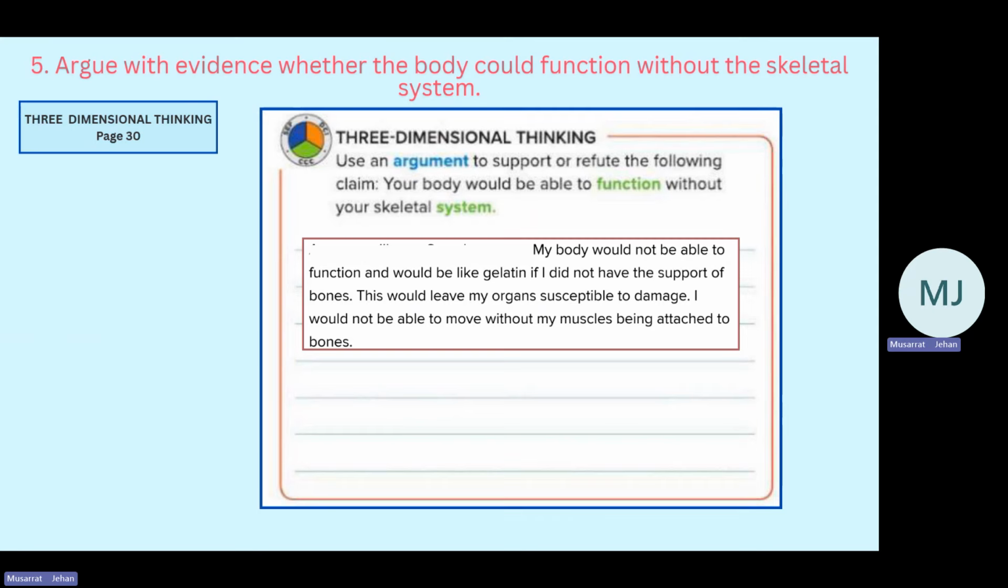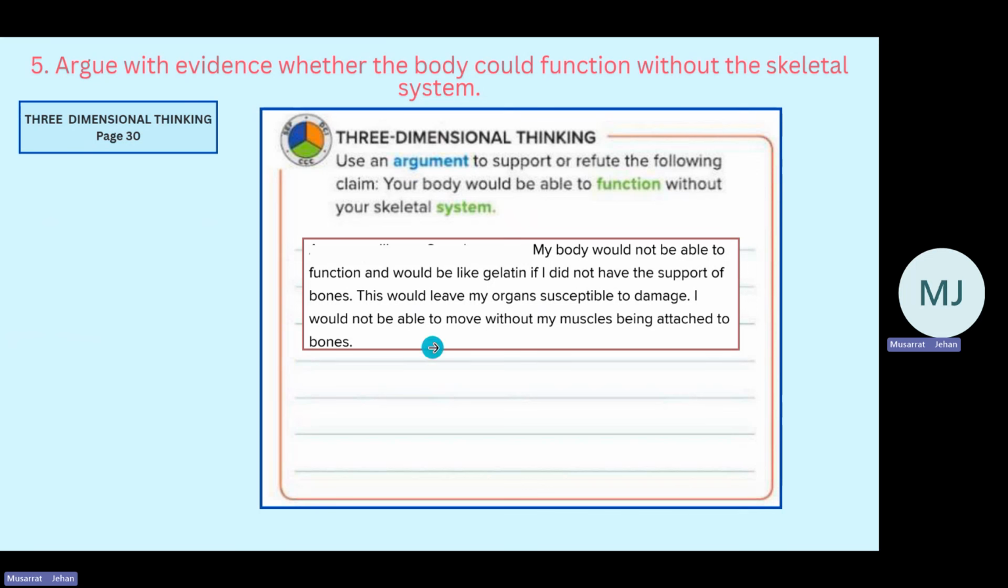It is made up of bones. And if there are no bones, the body does not have any support. This would leave the organs. And also, one important function of the skeletal system is to protect our organs. You know, the brain is protected by the skull. The spinal cord is protected by the vertebral column or backbone. So if the bones were not there, our organs would get more chance of getting damaged. Like, heart and lungs are protected by the rib cage.